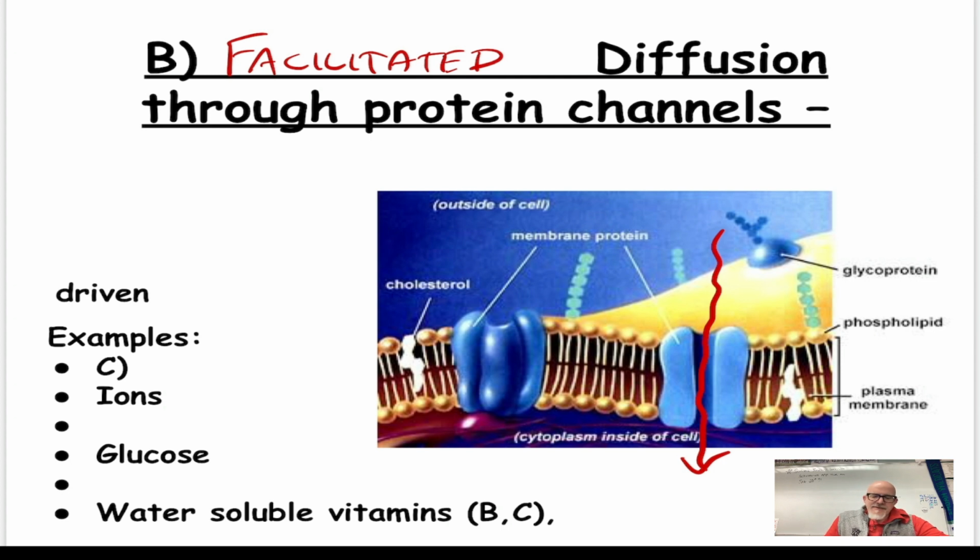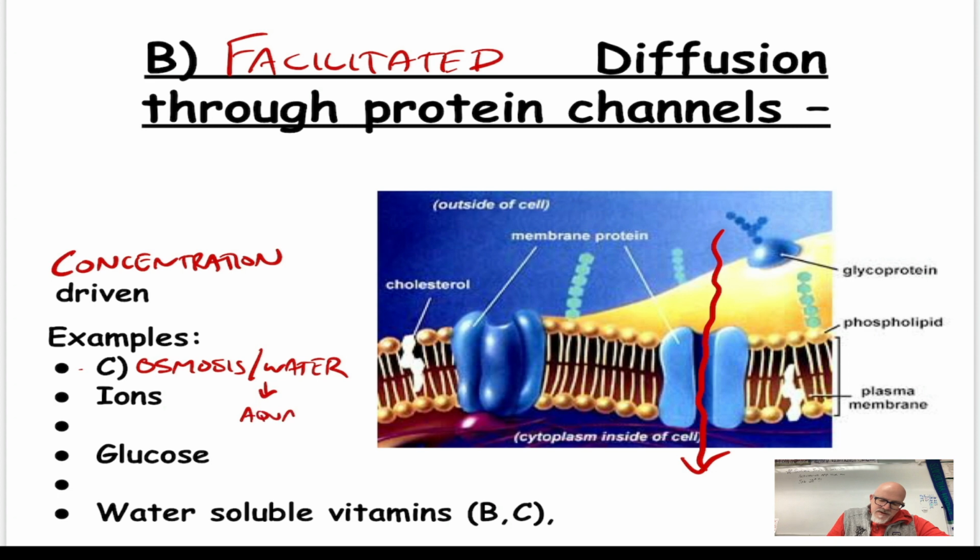Facilitated diffusion means you have to have help, and that's what goes through that protein channel. This is also concentration driven. An example is osmosis with water, which we already talked about. Water uses a specific protein called aquaporin, which we mentioned the other day. If this was a water molecule, right here would be an aquaporin. It fits through, but that's all that fits through.